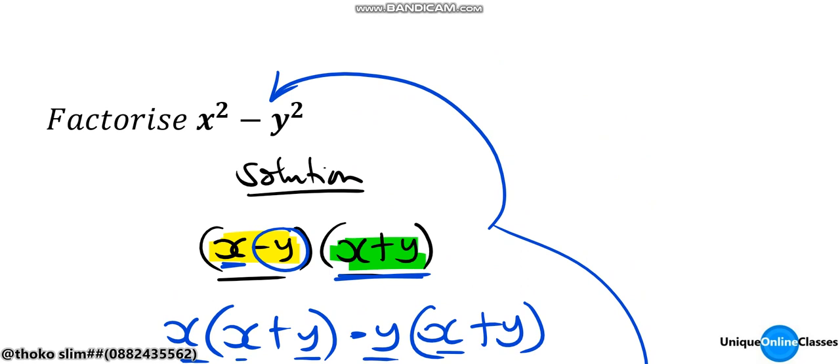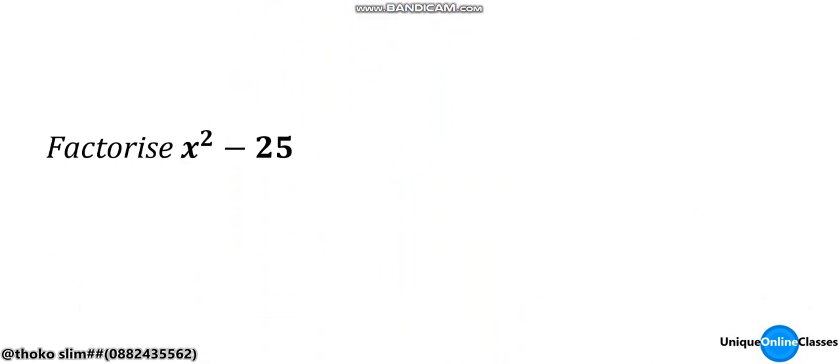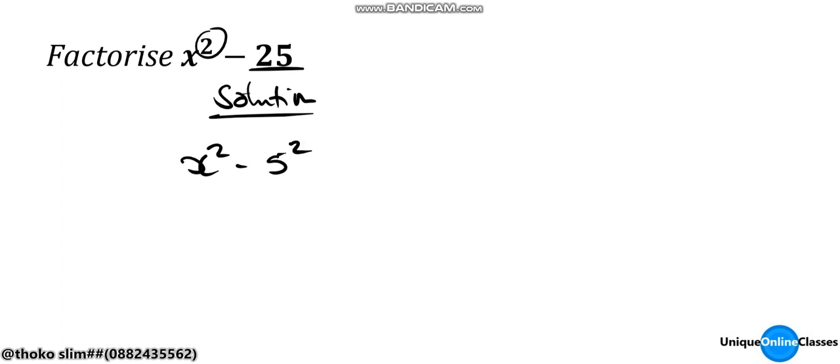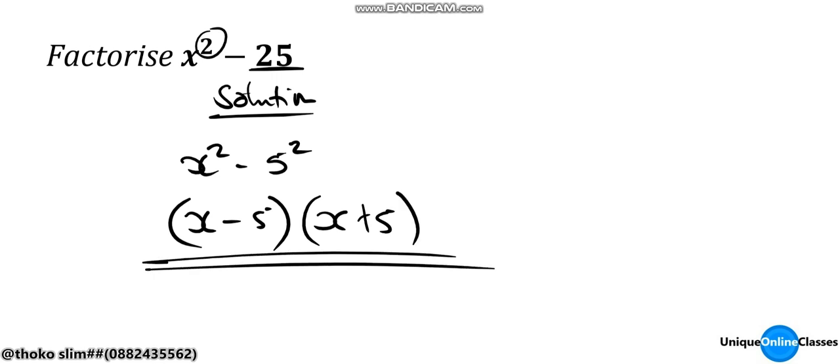Let's now move on to another example. Now we factorize x squared minus 25. What we need to do here is look for a number which can be raised to the power 2 to give us 25. Probably that number is 5. So we have x squared minus 5 squared. The next thing is to produce the two brackets here, plus and minus. So here we're going to have x minus 5, and the other bracket will be x plus 5. In this case, this is our answer.